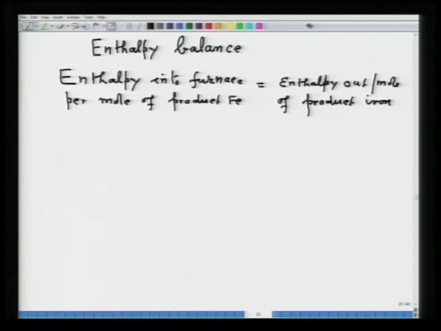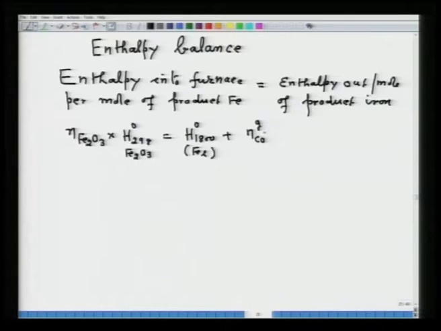Now, enthalpy into the furnace, for example, if you consider n moles of Fe2O3 into its heat of formation, that is H°298 for Fe2O3, that should be equal to H°1800 of liquid iron plus the gas, which consists of n_g,CO moles of carbon monoxide into its enthalpy value H°298 plus n_g,CO2 into H°298, where n_Fe2O3, n_g,CO and n_g,CO2 are per mole of product iron.